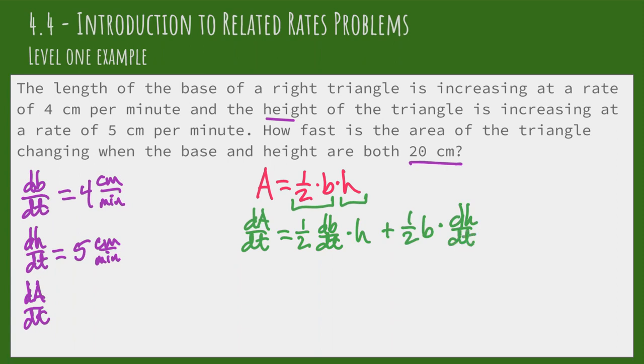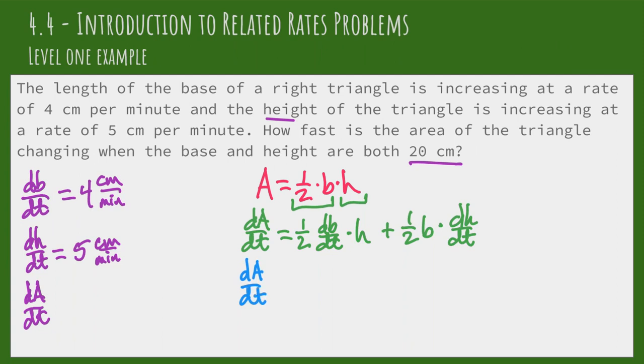Okay, so kind of a new idea here where we're using implicit differentiation with respect to a different variable, but we're really not changing anything that we were doing with implicit differentiation from the last unit. At this point, we have all the information we need in this equation. We just need to plug stuff in. We don't know what dA/dt is. That's what we're looking for, so I'll leave that.